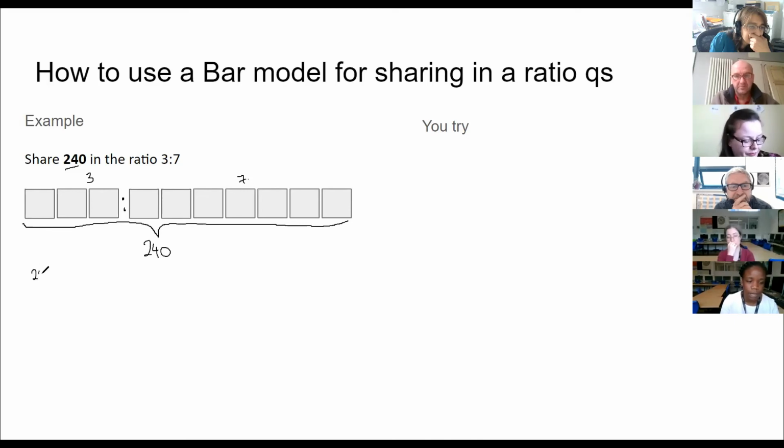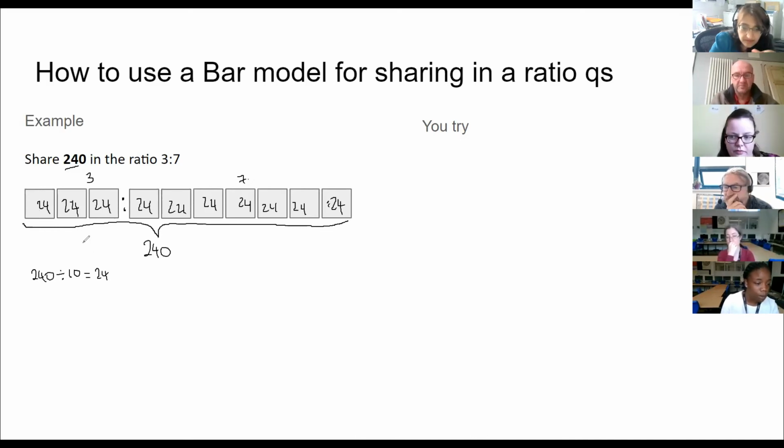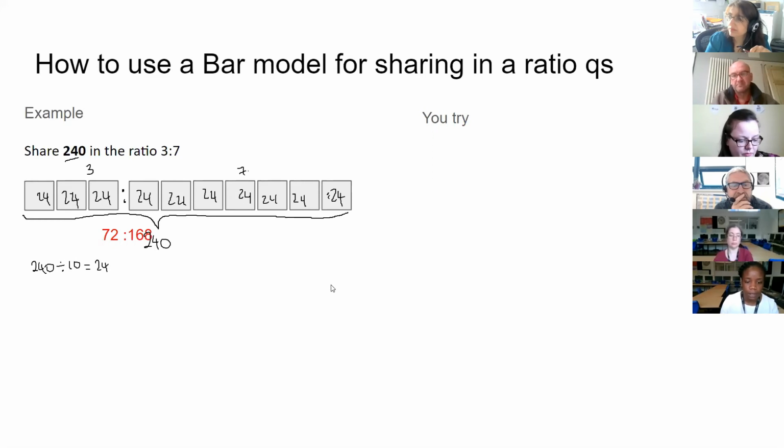And this will help the students to visualize that they are dividing by 10 boxes to find out what each individual box represents. So we've got 240 divided by 10, which is 24. So then 24 will go into every box. You get the students to write that in. And therefore, they can easily see how much the first person gets and how much the second person gets. So 24 times 3, they can work that out, adding it up or doing multiplication, and 24 times 7. And we get 72 to 168.